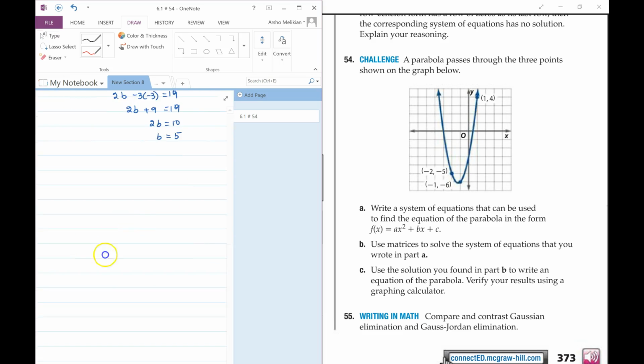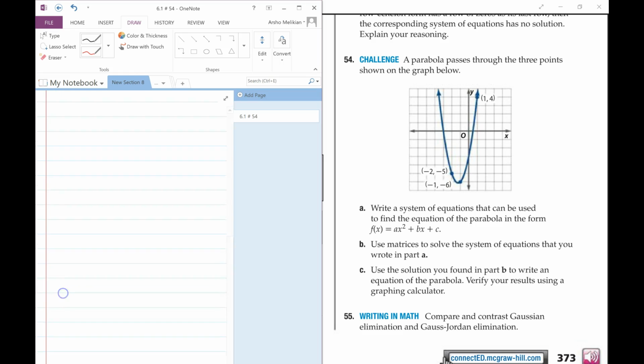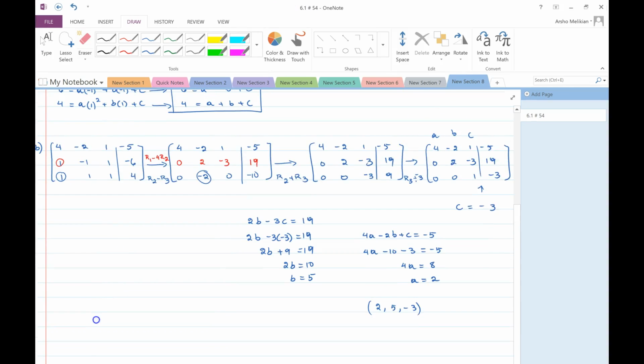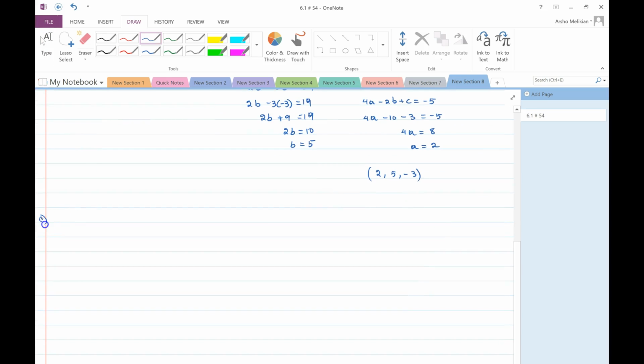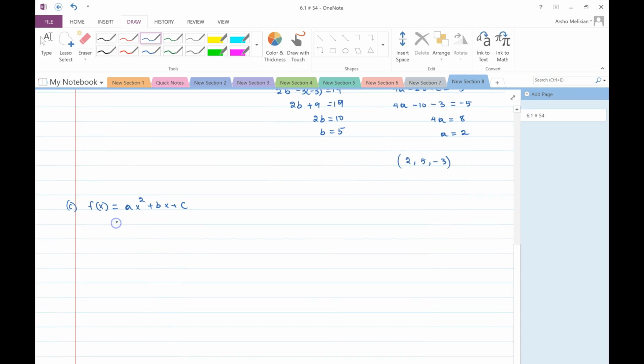So remember, where did all this come from? It came from the fact that, so this is part C, f of x is equal to ax squared plus bx plus c, right? Okay, what's a? 2x squared plus 5x minus 3 is f of x. That is the equation to that parabola.